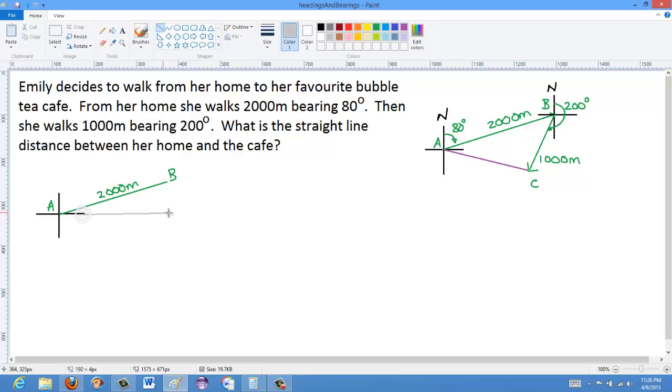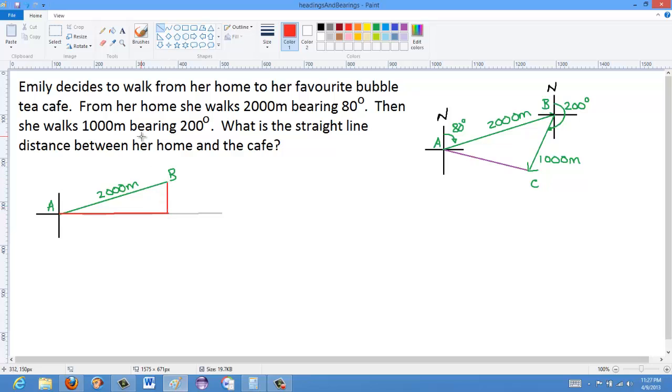So we can say, let's say walking from A to B is pretty much the same as walking from here to here, and then walking from here to here, and then walking from here up to B.